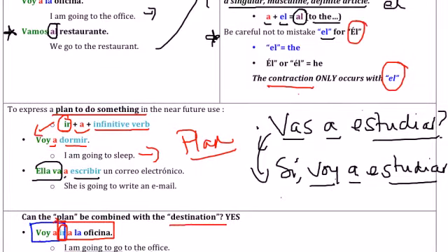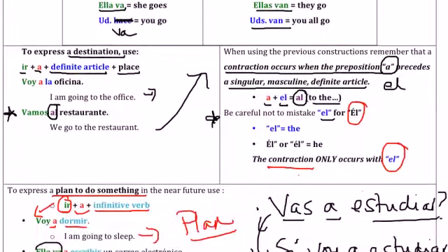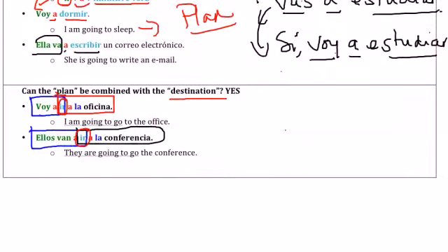Other than that, ir will have to be memorized, and just understand that we can add ir as a plan to our tener que, which is an obligation, and we will have questions dealing with plans and obligations on our next oral test.